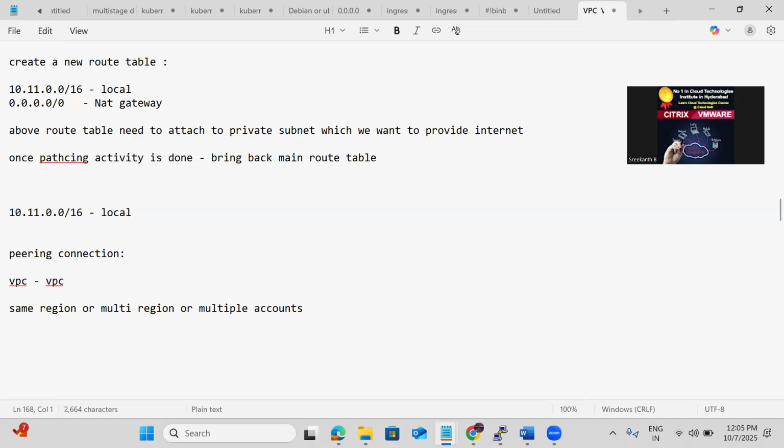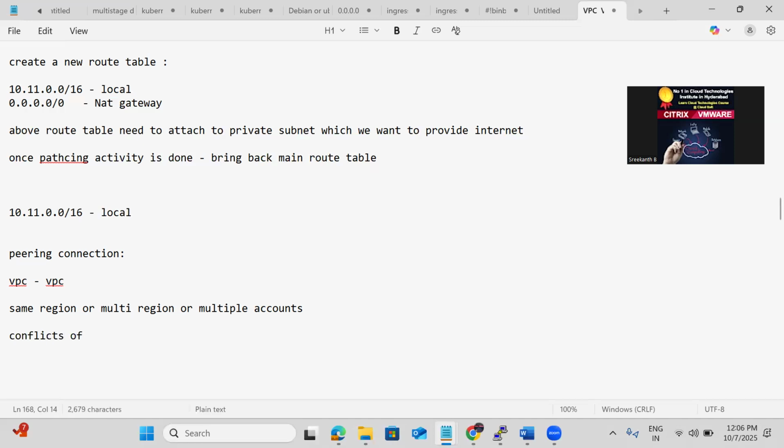So what is the purpose of it? I have two different VPCs and I want to establish communication between them. The prerequisite is that the IPs should be within the reserved private ranges, the 10 dot series, 172 series, or 192 series. Conflict of CIDR ranges is not allowed.